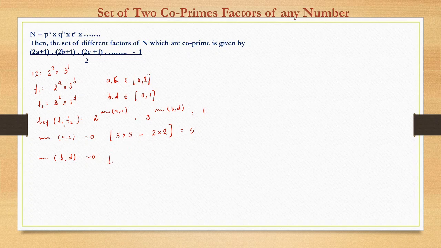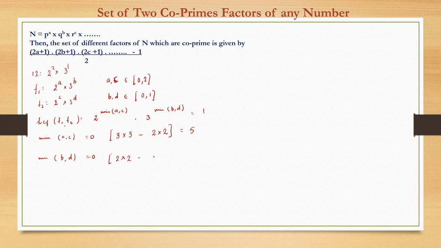Now, for b comma d, b can take two values, 0 and 1. Similarly, d can take two values, 0 and 1. So 2 into 2. But here there is a case where b and d both take 1 and 1, and hence the minimum of 1 comma 1 will be 1, not 0. So we need to subtract the case where neither b nor d takes a value 0.